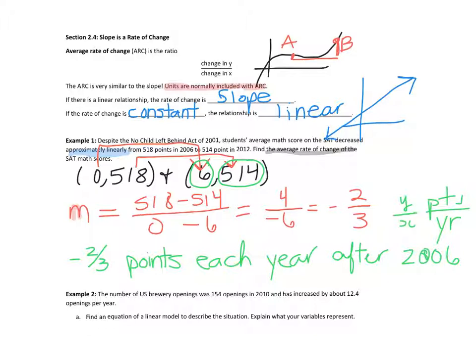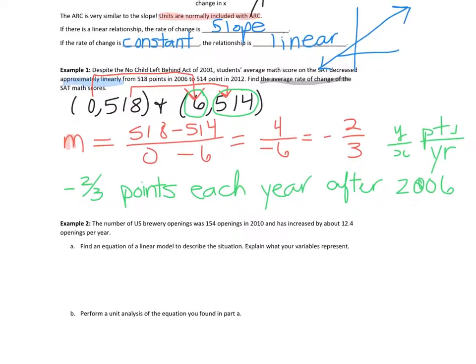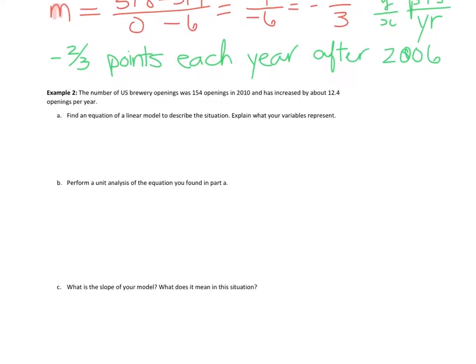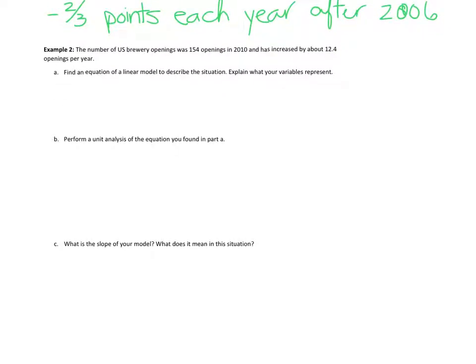Okay, so let's look at example 2. The number of U.S. brewery openings was 154 openings in 2010 and has increased by about 12.4 openings per year. We want to find an equation of a linear model to describe the situation. Explain what the variables represent.